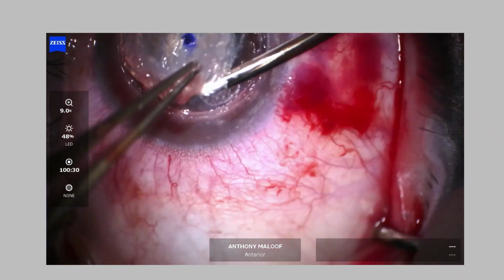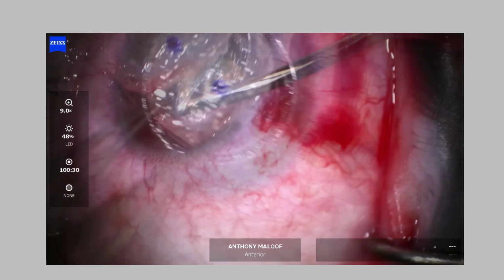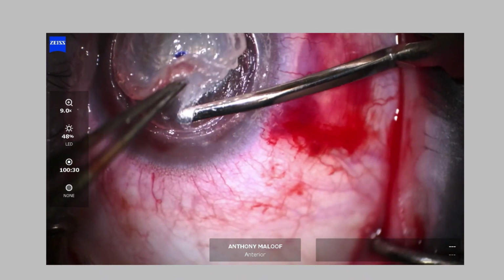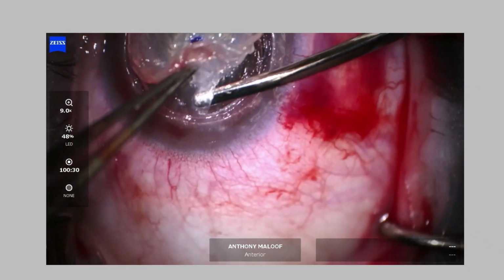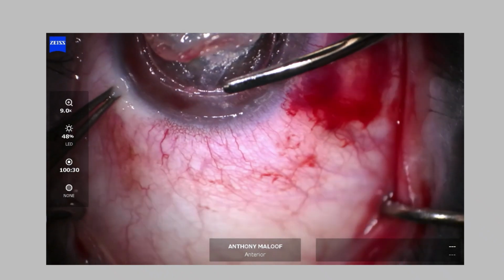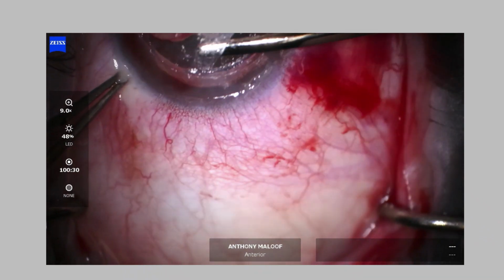Don't leave air in there indefinitely. You will kill off the endothelium and end up with cell counts under 1,000. So here I go again, traveling backwards, layer by layer until I get to the pre-Descemet's plane.